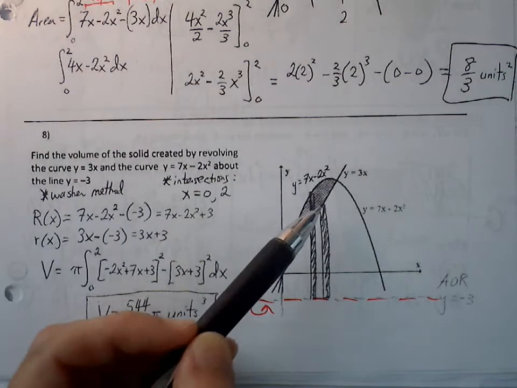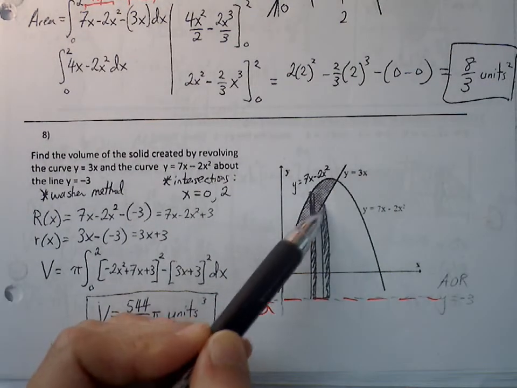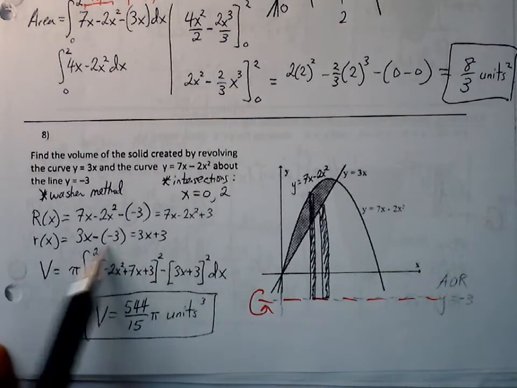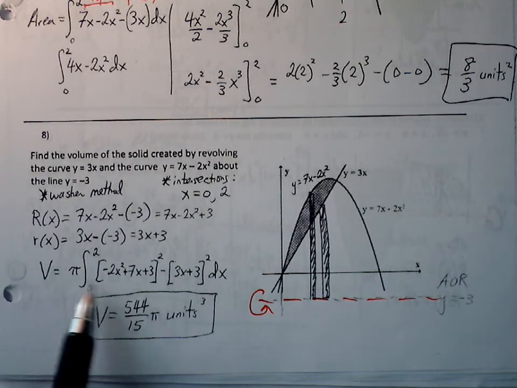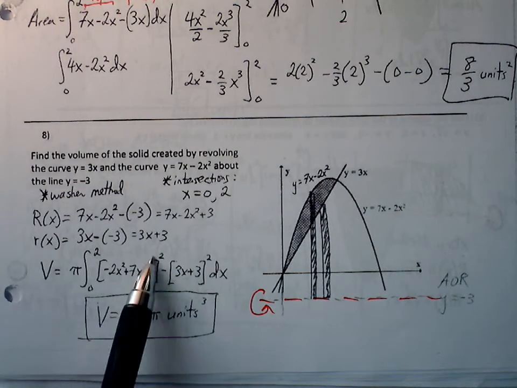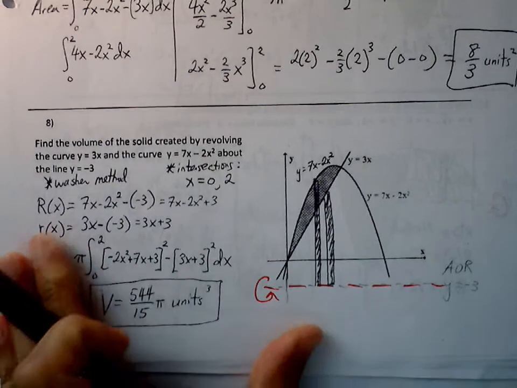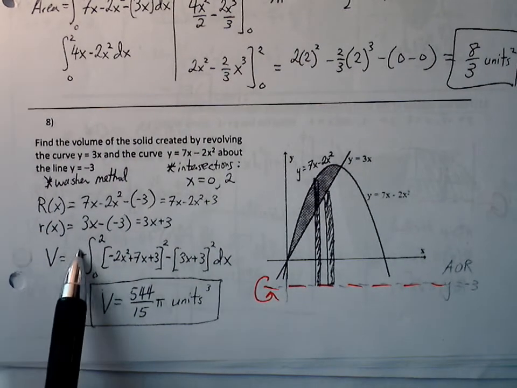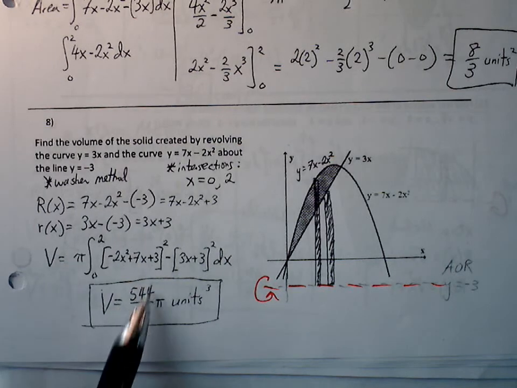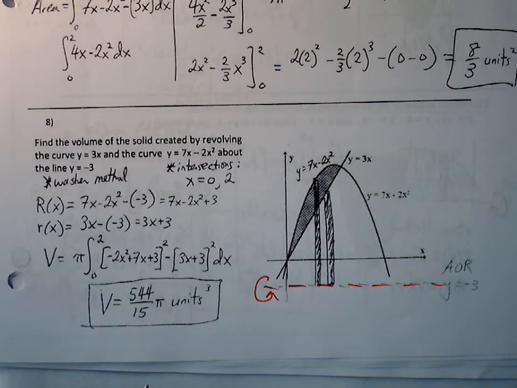Little radius, top minus bottom. Top is sitting at the 3x, bottom is sitting at the -3, so 3x plus 3. So we have pi, big radius quantity squared minus little radius quantity squared. Enter in the calculator, again without the pi. We get 544/15, and then we add the pi in ourselves.